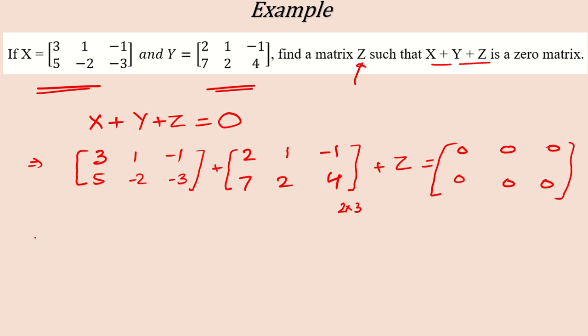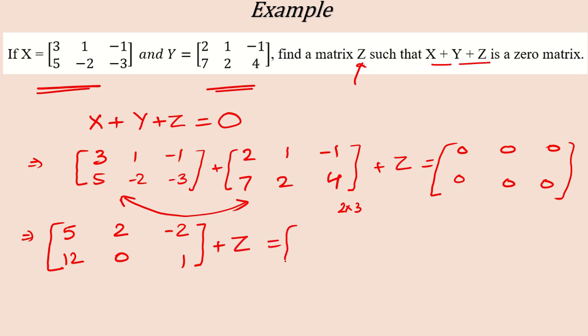Now just add them, because it is simple addition of matrices. So add their corresponding elements. 3 plus 2, 5. 1 plus 1, 2. Minus 1 plus minus 1, minus 2. 5 plus 7, 12. Minus 2 plus 2, 0. Minus 3 plus 4, 1. And plus Z is equal to 0, 0, 0, 0, 0, 0.